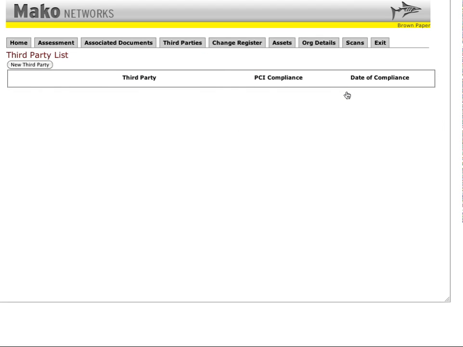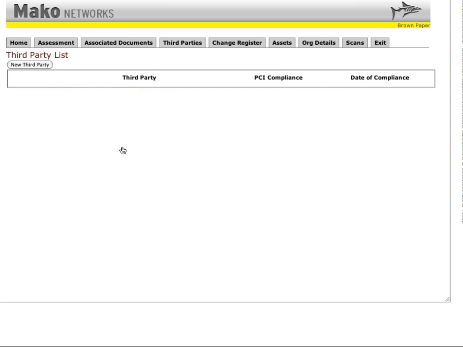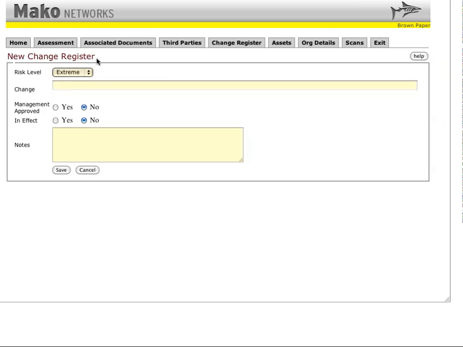This covers some registers that a merchant must also keep. These include a list of third-party companies the merchant deals with on the payment side of their business, and a change management register, which includes a risk analysis. These registers are very simple, deliberately so they are usable.